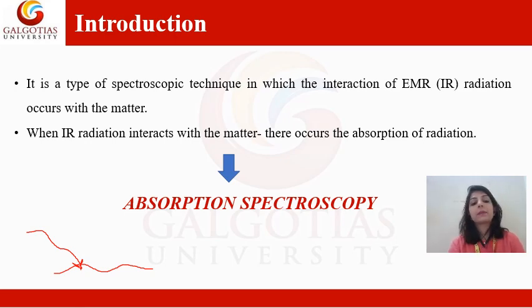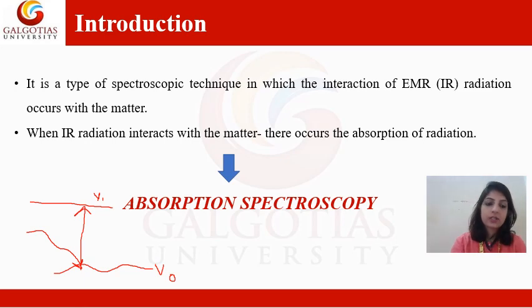The molecules which are present in the ground vibrational state will show a transition to the excited vibrational state, represented as V1. These molecules will absorb the energy of the incoming IR radiation and show a transition from the ground vibrational state to the excited vibrational state. So whenever IR radiation interacts with matter, absorption of radiation occurs. That's why it is known as absorption spectroscopy. IR spectroscopy, like UV-visible spectroscopy, is also a type of absorption spectroscopy.